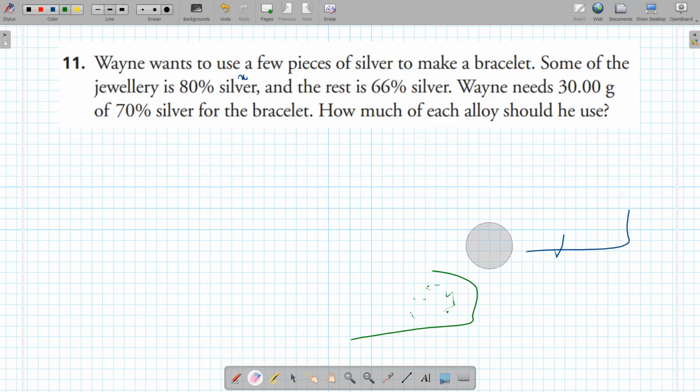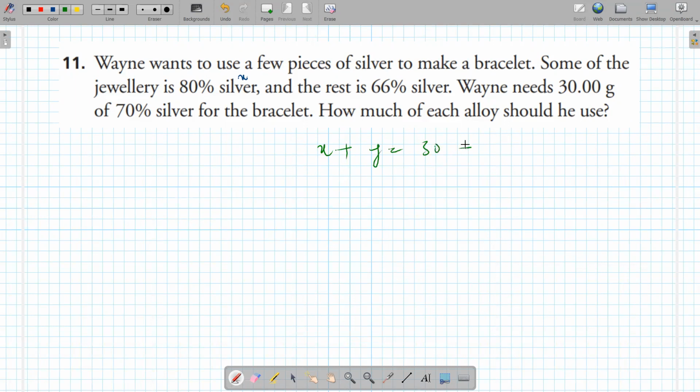So anyways, what are the two equations here? X plus Y equals 30 grams. Yeah, x plus y equals 30. We can just isolate for y. Y equals 30 minus x. What's the second equation? You need to use these. 0.8x plus 0.66y equals 0.7 times 30. Yeah, 0.7 times 30. Right, and the units make sense. We're on the right path here.